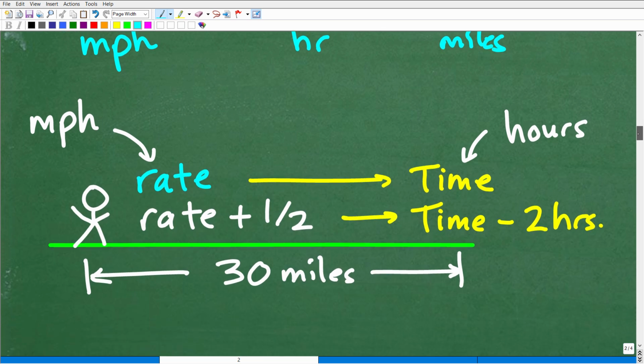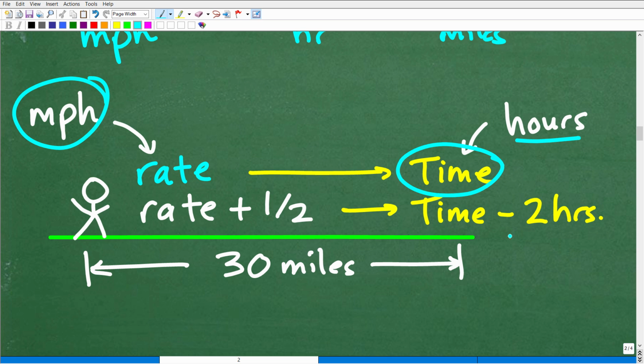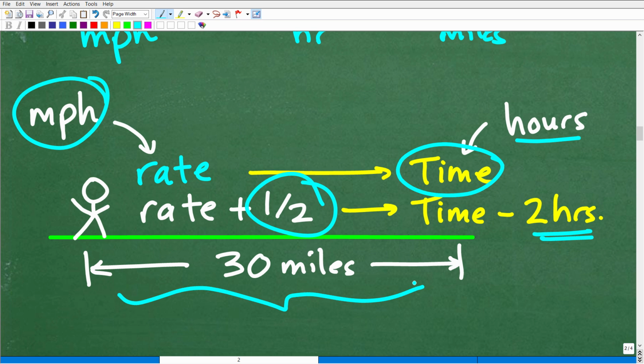Okay, so let's go back to our little model here and think about this. Again, our rate, the speed of the man walking, is in miles per hour. The time, therefore, will be in hours. And that makes sense too because we're given some information that he could do it 2 hours less, covering this 30 miles. And then the rate increase is 1/2 mile per hour. We already talked about that. And then, of course, the distance is in miles. So we're all good to go in terms of units of measure. But now we need a way to organize all this information. So how do we do that?